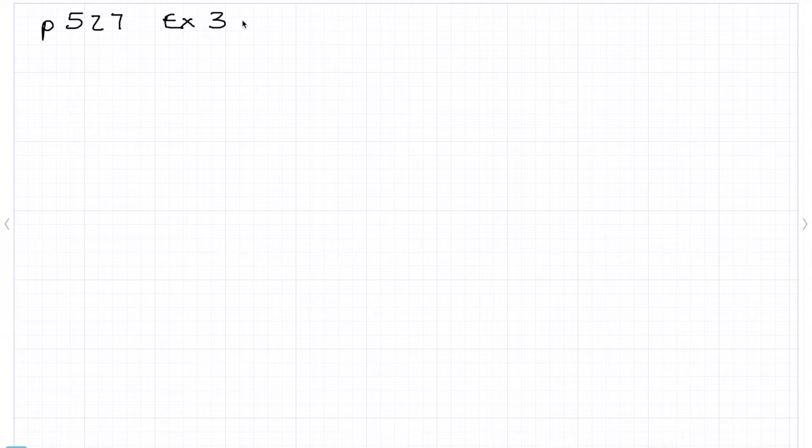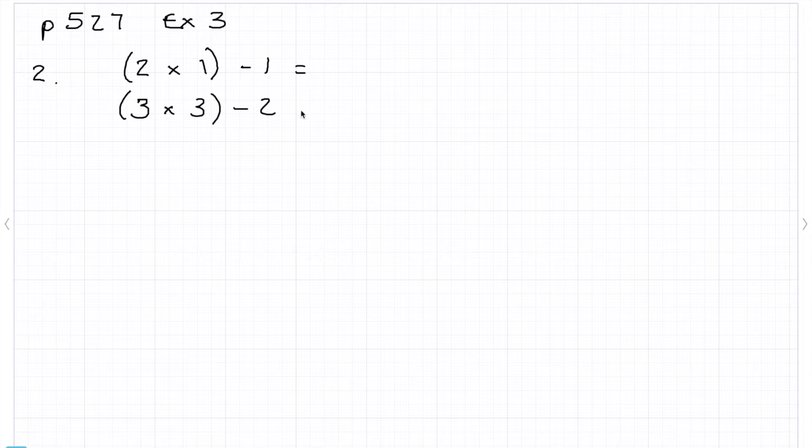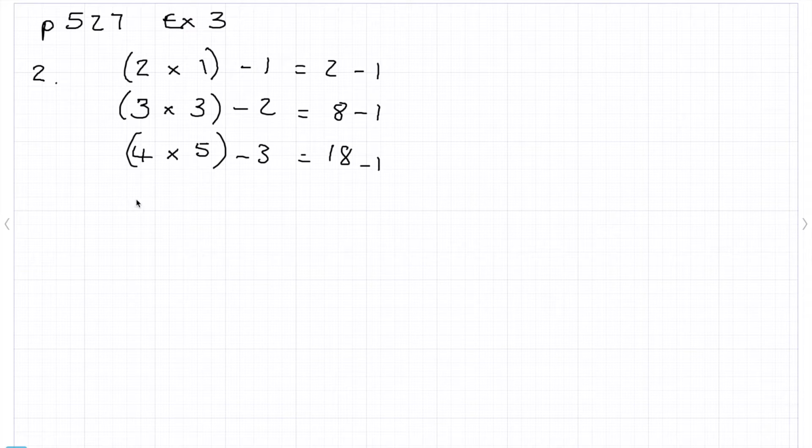Then moving on to a slightly different exercise, which is on page 527, exercise 3. Which is really on sequences and a bit of algebra. You've got this set of equalities, which is given in the question. So bear with me while I write those down.